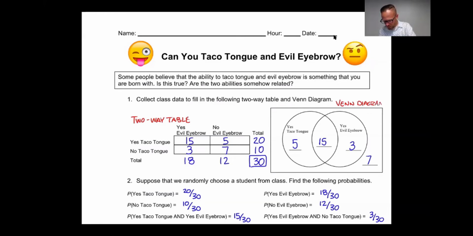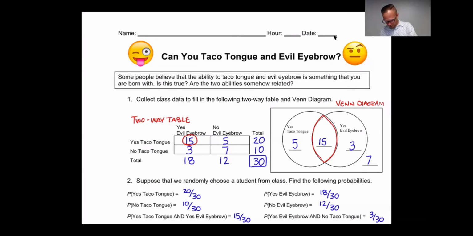So when I am putting values into a Venn diagram, I always start with the overlap between the two circles here. So the left circle is yes, taco tongue. The right circle is yes, evil eyebrow. This center section would be yes for both. That looks like a football, which is what I call it. And that is the overlap between the two, which is 15.